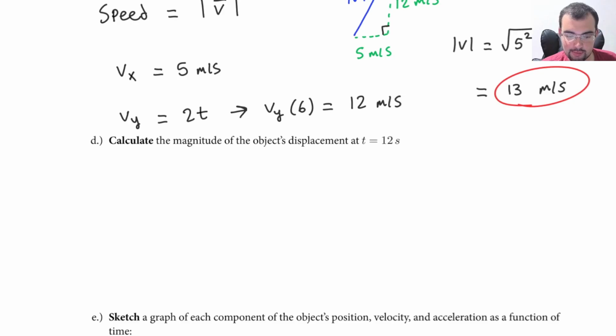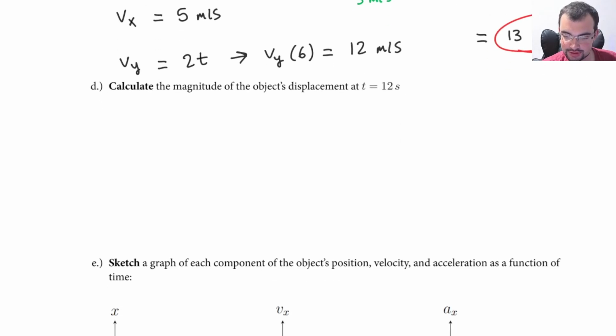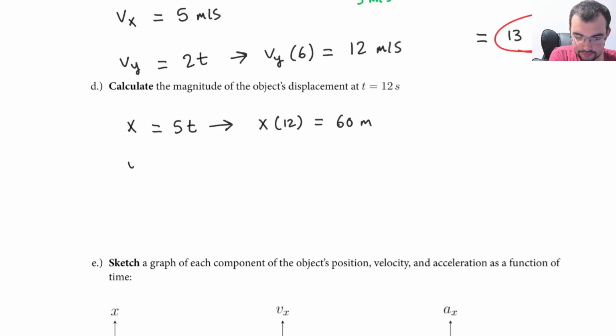Then calculate the magnitude of the object's displacement at t equals 12 seconds. So this means how far away is it from the origin? Well, we said that x was equal to 5t. After 12 seconds, x is going to be 5 times 12, which is 60. Then y, we said, is equal to t squared. So y of 12 is going to be 12 squared, which is 144.